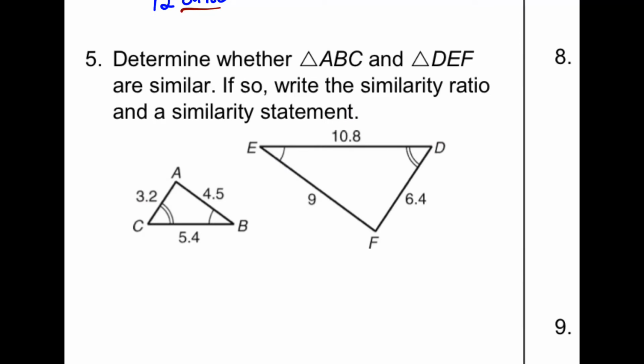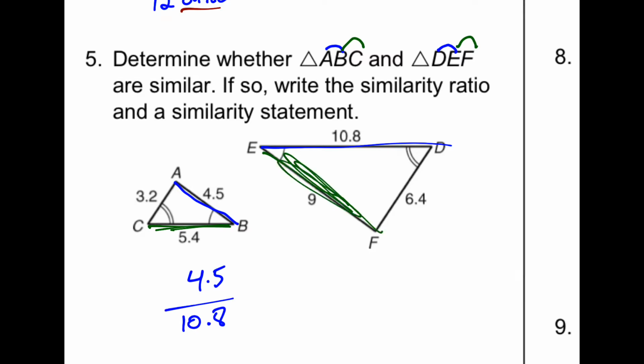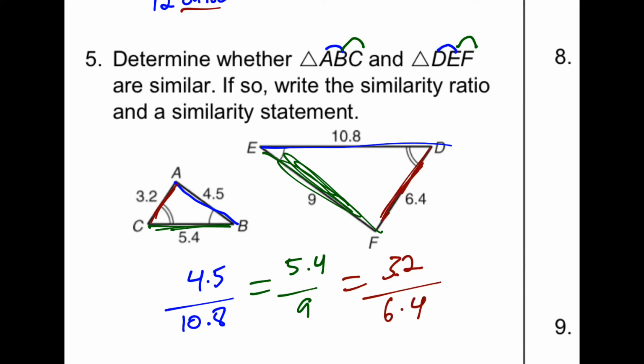So for 5, we're going to match up the appropriate sides. We know that AB would match up with DE, so I'm going to match up 4.5 with 10.8. Next, BC should match with EF. So BC here in green and EF here in green. You can't just go by the picture. And the third side remaining, 3.2 divided by 6.4, because those are the only two sides left.